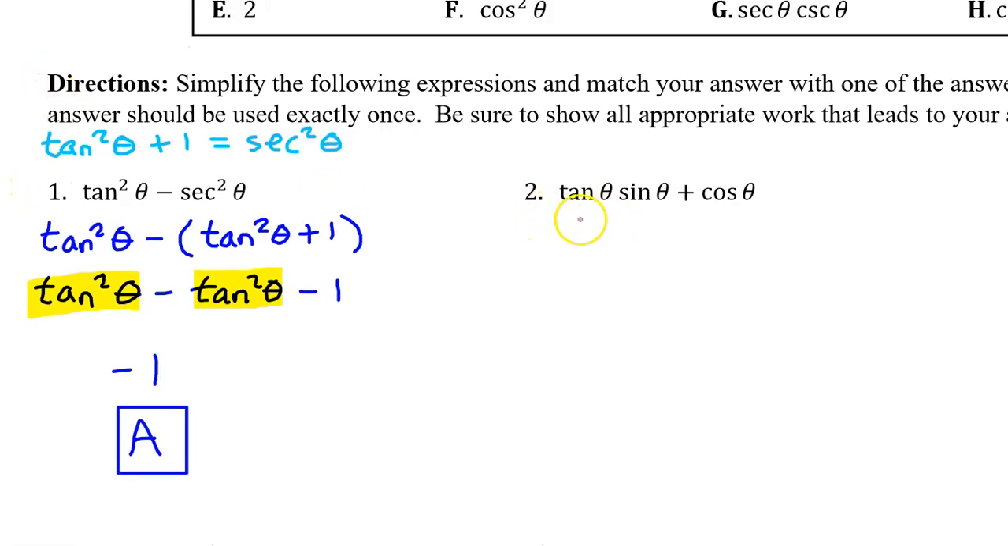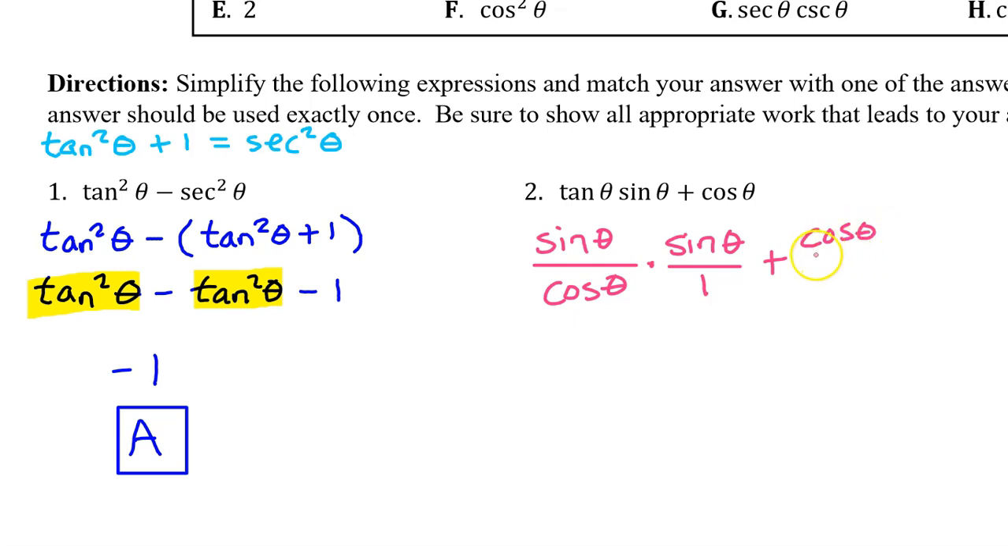For number 2, I think I will use our favorite strategy of rewriting everything in terms of sine and cosine. We already have sine and cosine, so I just need to rewrite tangent as sine theta divided by cosine theta. And then that is times the sine theta. Alright, maybe I'll put sine theta over 1 just for fun. Plus cosine theta. You know, I think I'll even write that as cosine theta over 1. Let's just keep everything as a fraction.